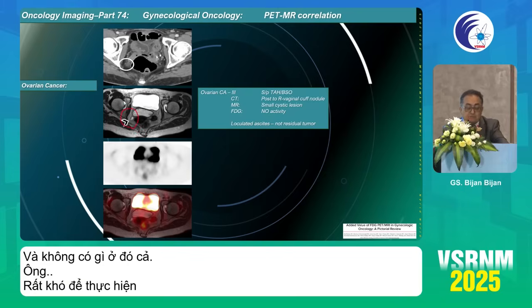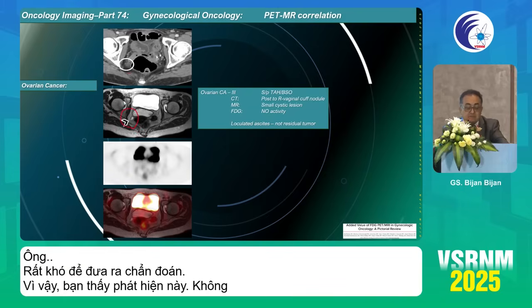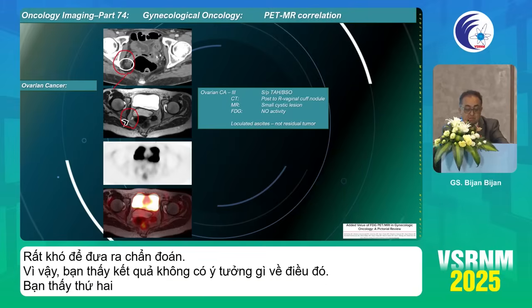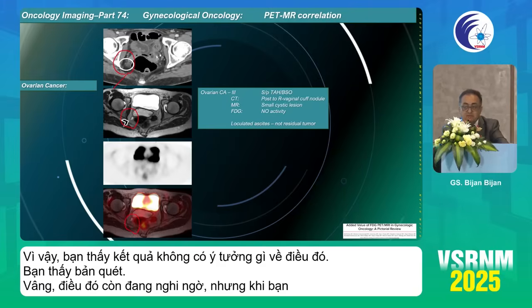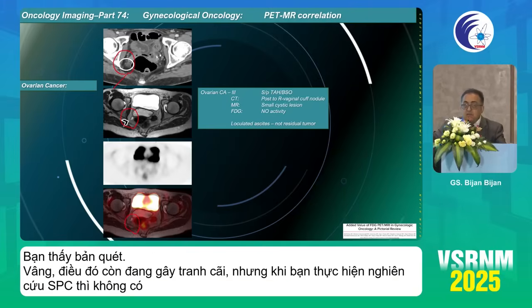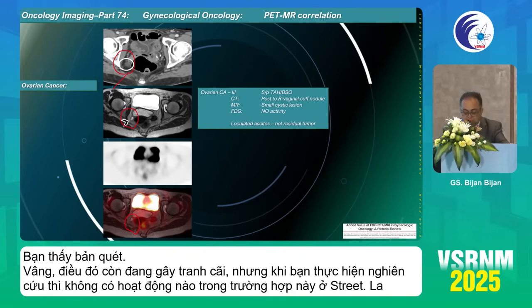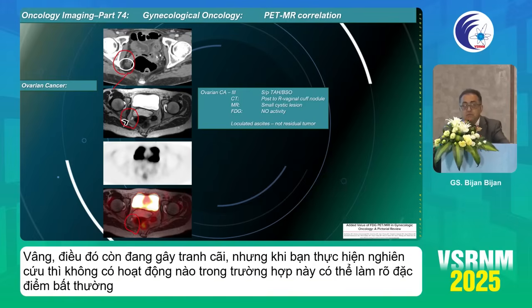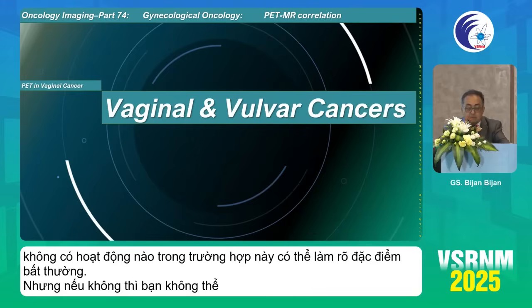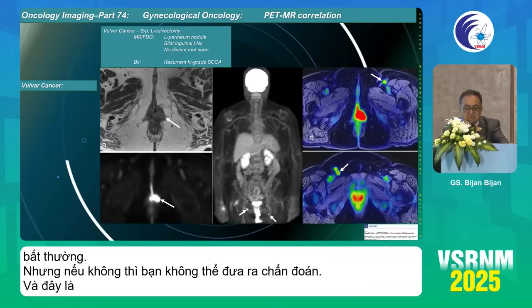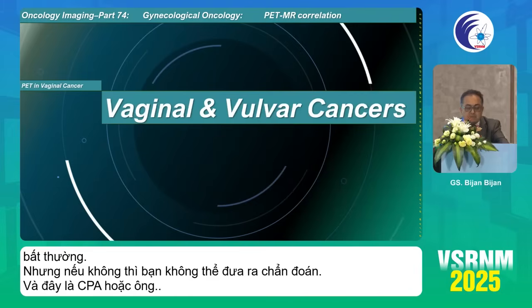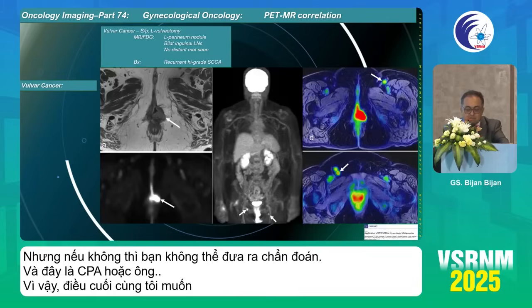So you see the finding, no idea what that is. You see the CT scan, well, it's questionable. But when you do the FDG study, there's no activity. In this case, PET can characterize the abnormality that otherwise we cannot diagnose on the CT or MR. So the last ones I want to show you are some malignancies of the vagina and vulva.